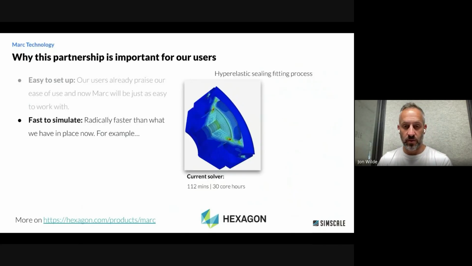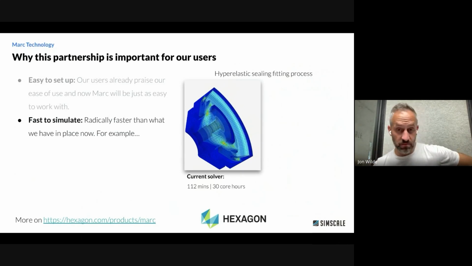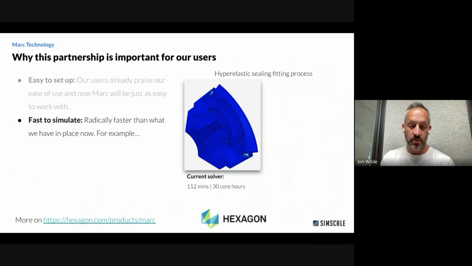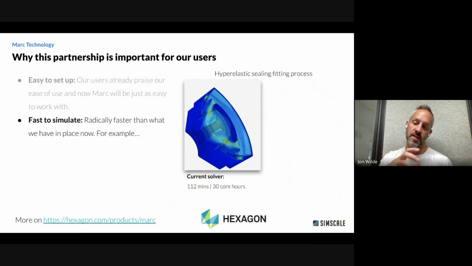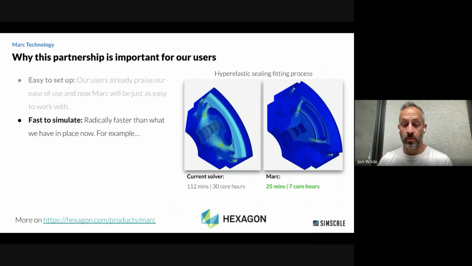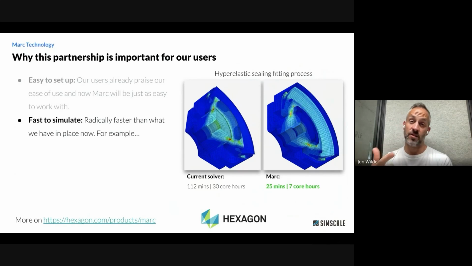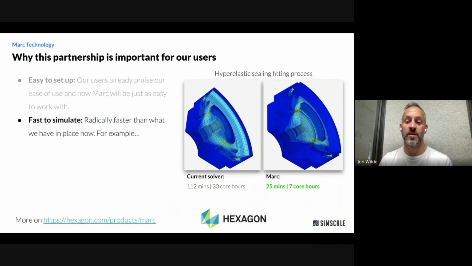I'll give you a quick example. Our current solver, which is tried and tested, has been around for decades. It works super well, but it takes something like 2 hours to simulate this ceiling fitting process and costs about 30 core hours. With Marc, it takes 25 minutes and 7 core hours. So it's faster and cheaper. And in the end, also more robust.